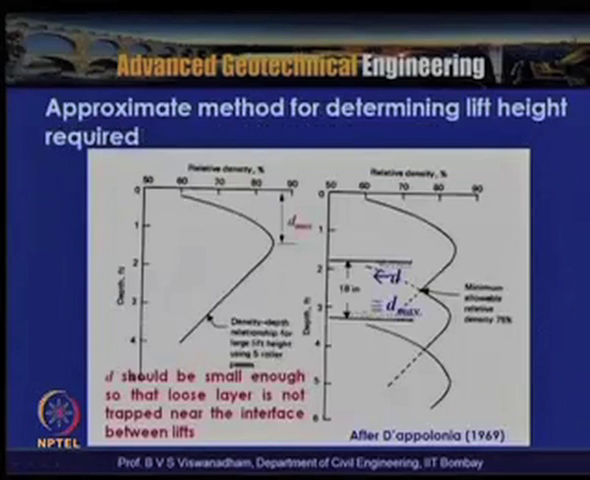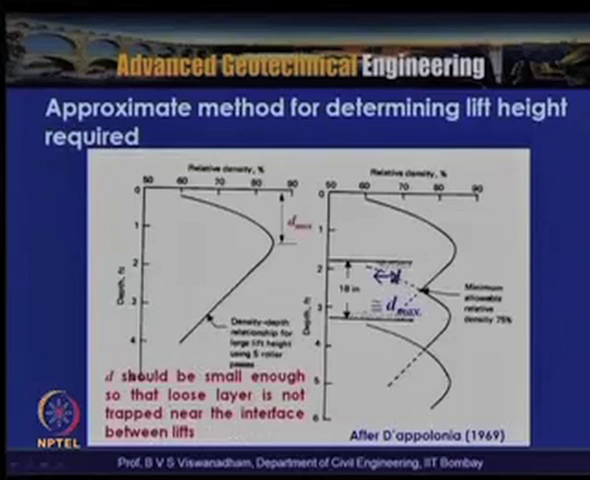So the approximate method for determining the lift height in the field is according to D'Appolonia 1969. First, for a large lift height, with a particular number of passes, determine the relative density with depth. If it is achieved for the largest lift height, say D max, the density-depth relationship for the large lift height using 5 roller passes, the depth D should be small enough so that the loose layer is not trapped near the interface between the lifts.